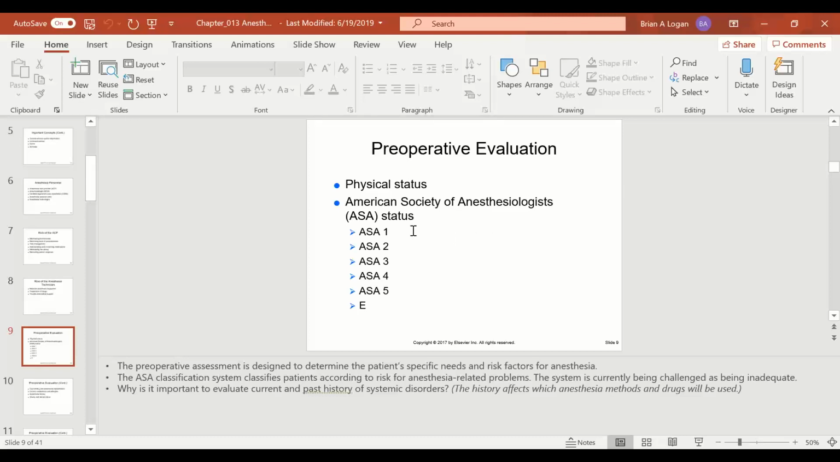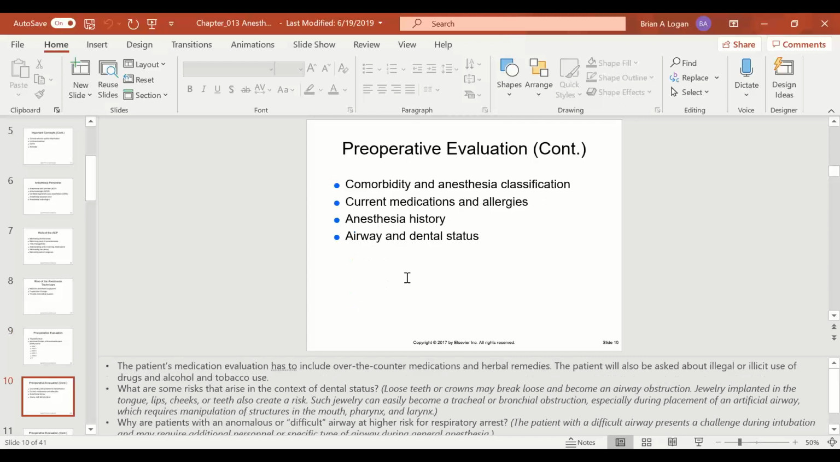So the more difficult the airway, and especially if you put the emergency on it, it takes it up a notch. And then the more the anesthesiologist gets paid by the insurance company, because it was a difficult procedure. Like the comorbidities, right? We talked about that. Any other disease processes this patient has going on is going to affect their anesthesia classification. Any current meds or allergies, anesthesia history, that airway status, all of that comes into play in determining that ASA code.